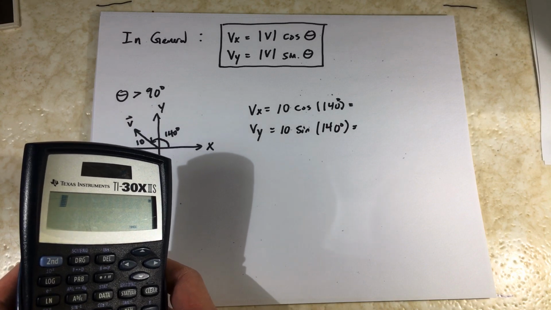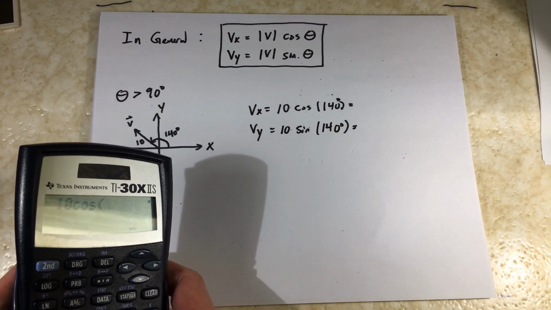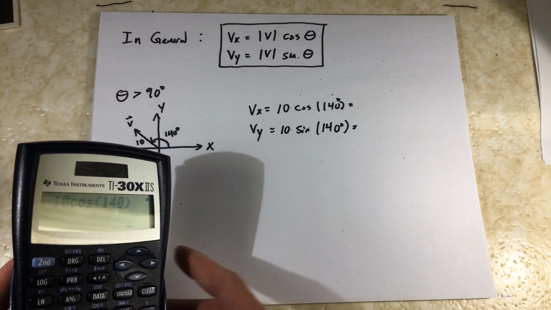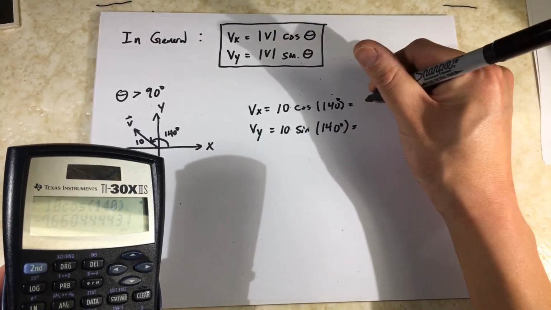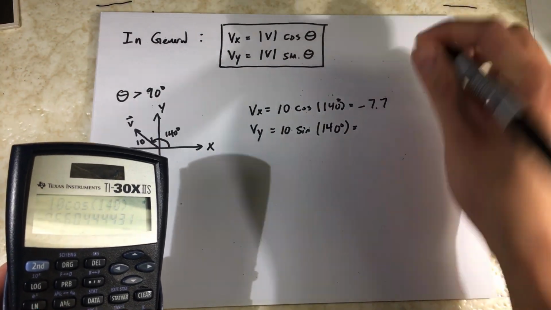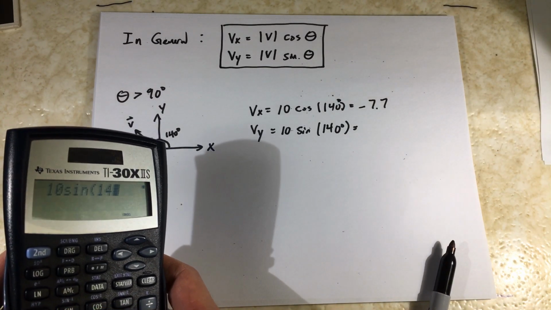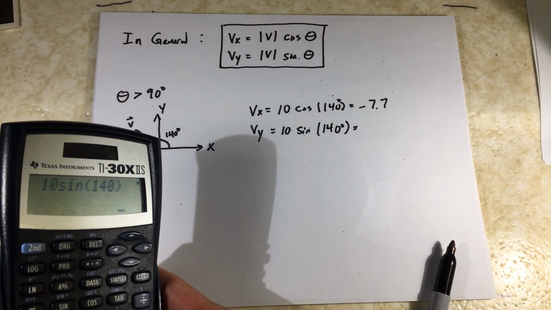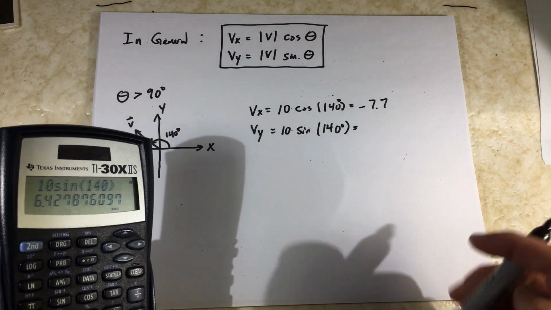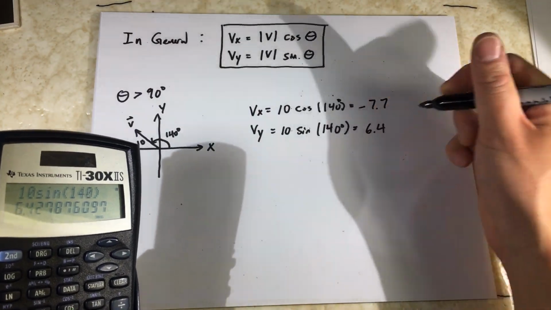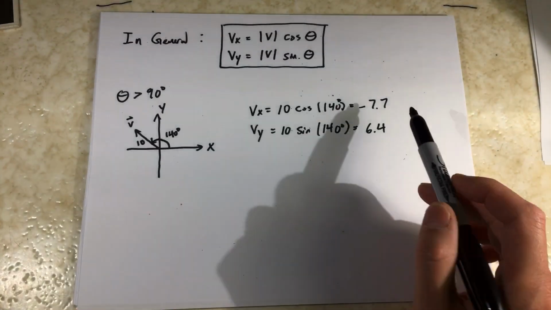So we have 10 cosine 140. I get negative, I'm going to call this 7.7. And I get 10 sine 140. I get 6.4. Okay, so I got a negative sign for one of them. Let's see if that makes sense.